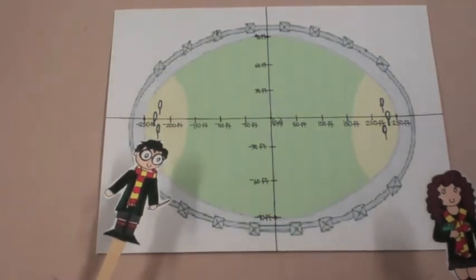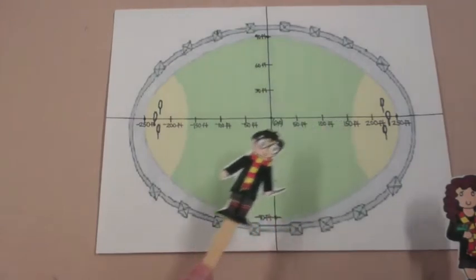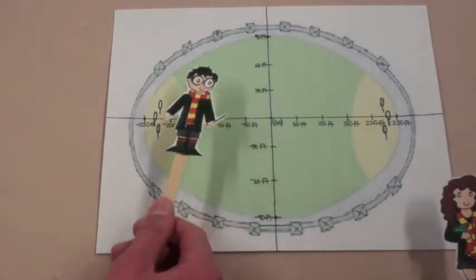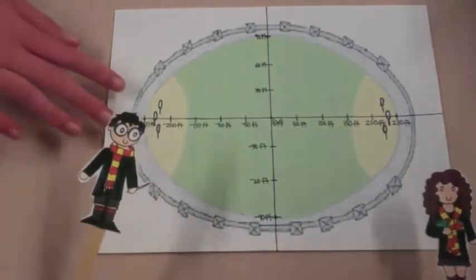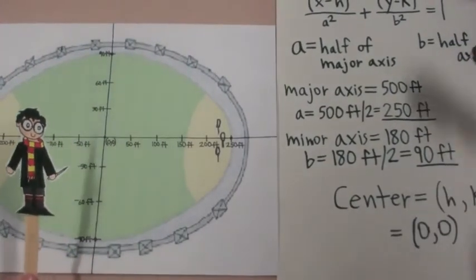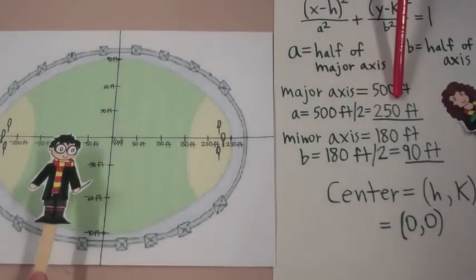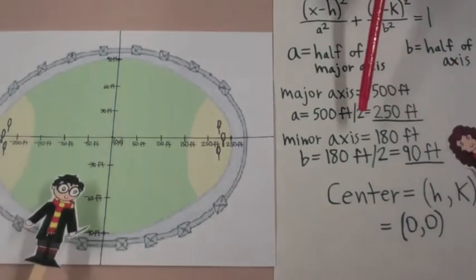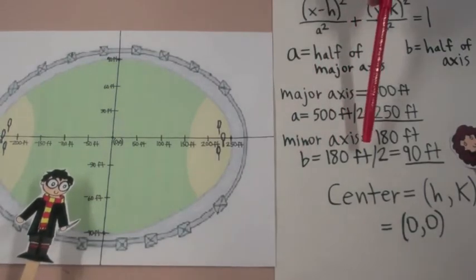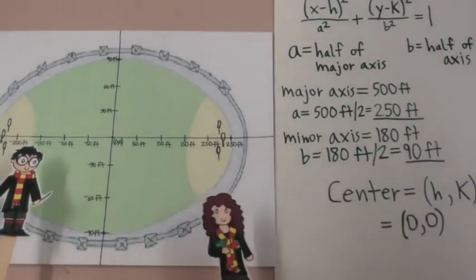All right then. I know that the distance from one end of the field to the other is 500 feet, and the width is 180 feet. So what do those values tell us? Well, we now know that the value of A is 500 divided by 2, which is equal to 250 feet, and the value of B is 180 divided by 2, which is equal to 90 feet. Exactly! Do you know how to find the equation now?